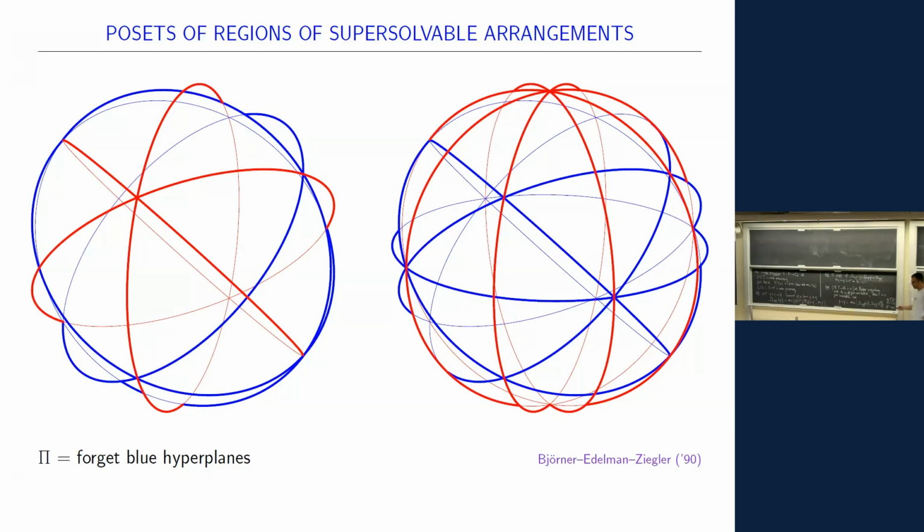Here, a supersolvable arrangement is an arrangement which you can decompose into the red and the blue hyperplanes. The red have to be a current one supersolvable arrangement. The blue have to have the property that when you intersect two of them, the intersection is also in the red. Now I claim that if you forget the blues, then you get the ladder projection, because in a given red region, what you see is a chain. And this ladder projection is flat.